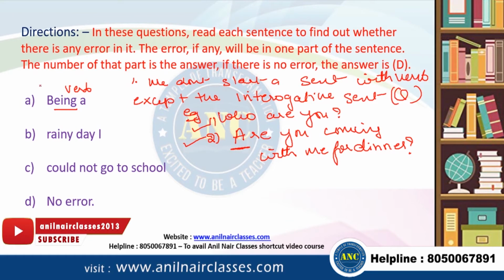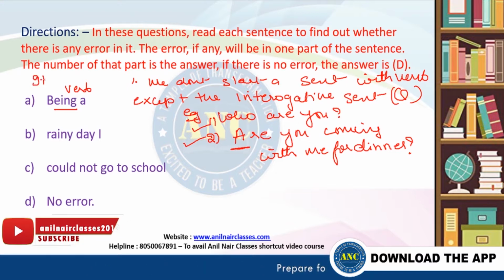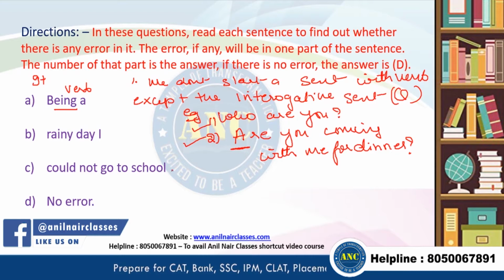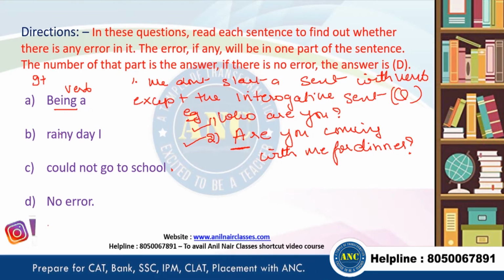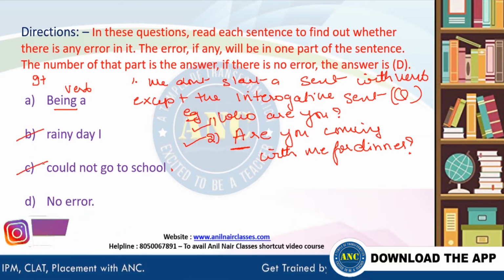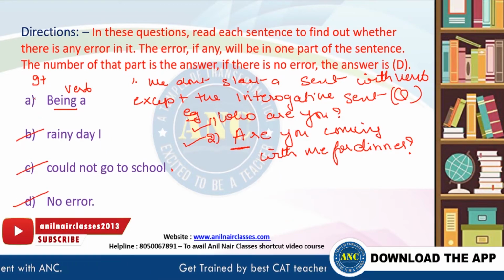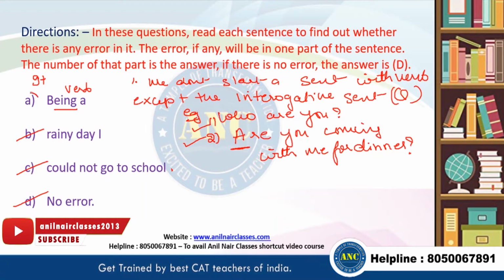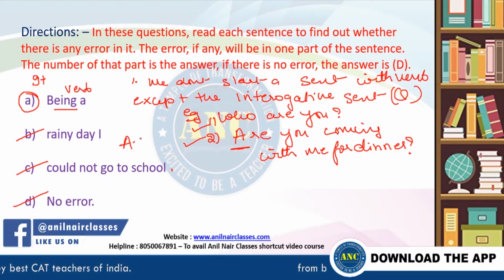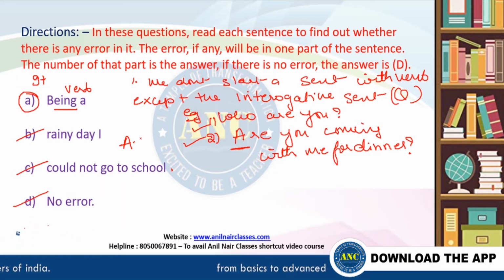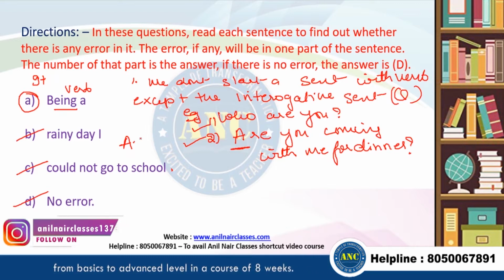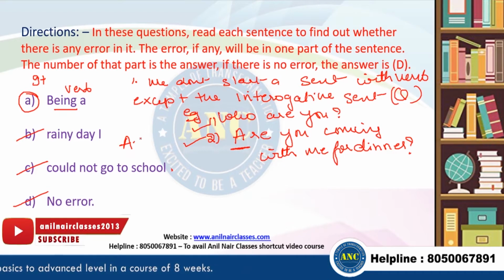So it could be said with "it". You can just add "it" before it. Suppose, "It being a rainy day, I could not go to school." That is perfectly fine. But if you say "being a rainy day," this is wrong. So the error over here is A. It should have started with "it", right? So your answer will be A. The point of this question is we don't start a sentence with the verb except for interrogative sentences, right? So this sentence should have started with "it".